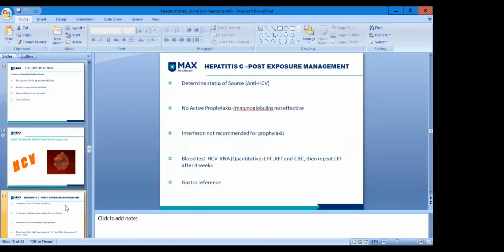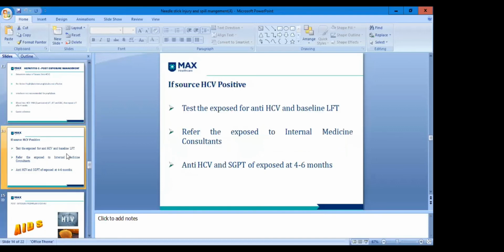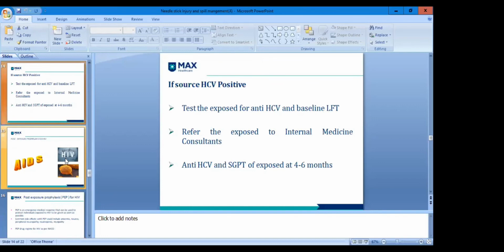For post-exposure prophylaxis for hepatitis C, we again have to determine the source, but no active prophylaxis is available. Immunoglobulins are not effective, and interferons are also not recommended as prophylaxis. What we usually do is a blood test for HCV RNA along with LFT, KFT, and CBC, and then repeat LFT after 4 weeks. Again, a gastro reference is important. If the source was HCV positive, anti-HCV and baseline LFT are taken, an internal medicine consultation is done, and we keep following our staff for 24 weeks.